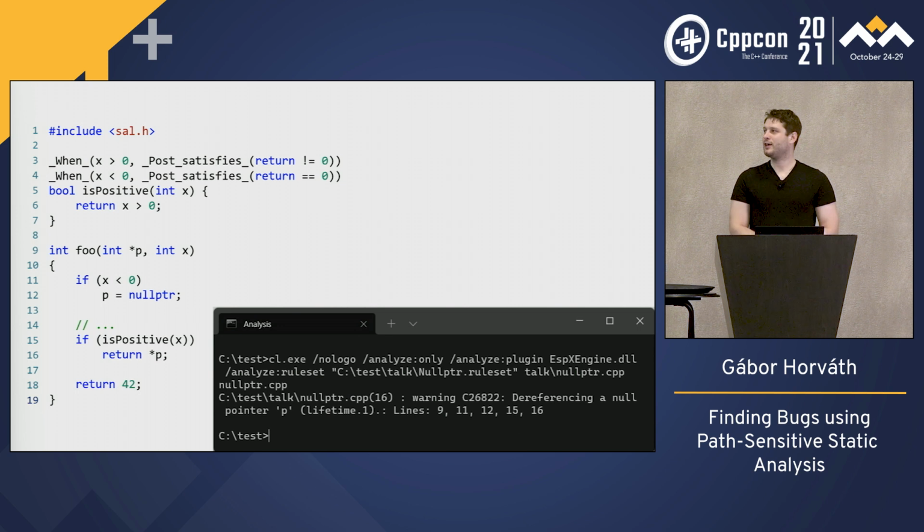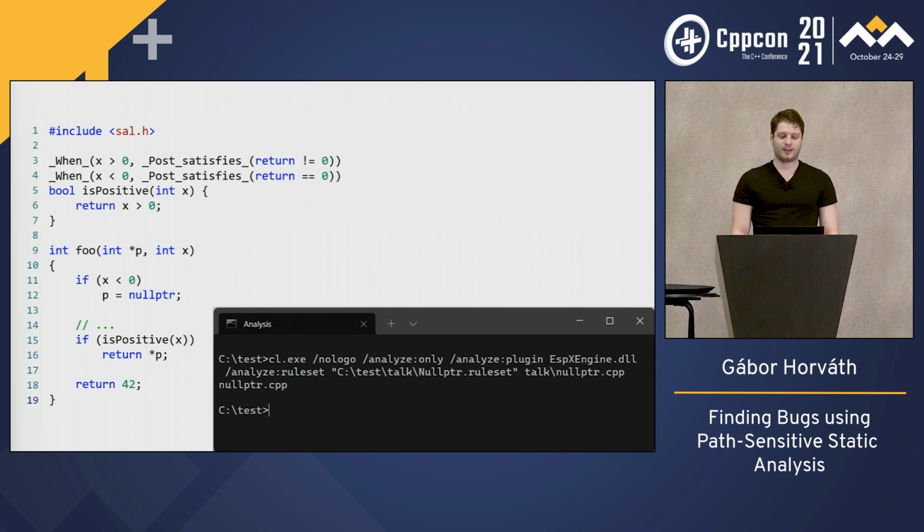So basically, using these annotations, we can tell the analyzer what isPositive is doing, and after rerunning the analysis on this code snippet, I will no longer get this false positive because the analyzer will figure out that these conditions are correlated and they cannot be both true at the same time.